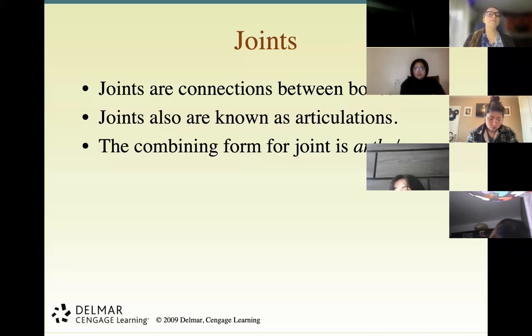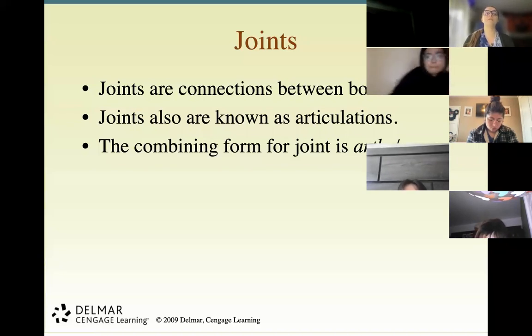And the combining form that you're going to hear for a joint is arthro. So different from ortho, where we're talking about the bone itself, arthro is specifically looking at our joints. So areas of movement where we're connecting the two bones together to form the joint.